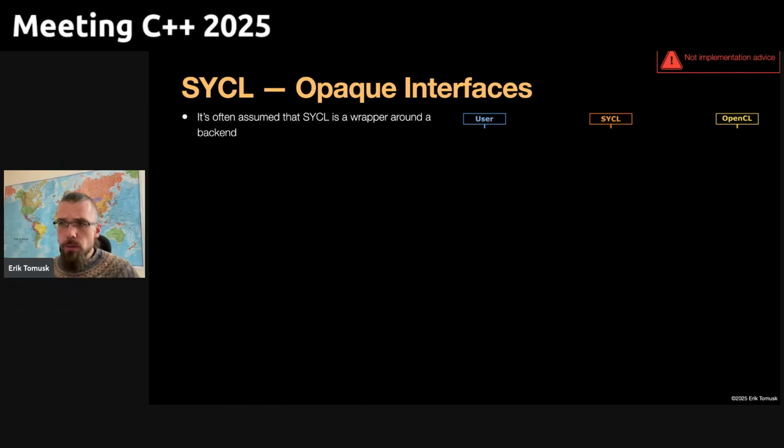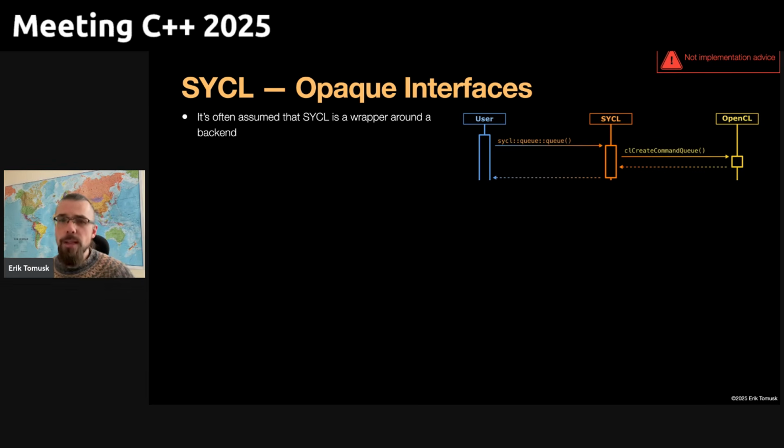The next feature of SYCL I want to look at is this idea of opaque interfaces. A lot of people, when they first encounter SYCL, assume that SYCL is a C++ wrapper around something like OpenCL, with every OpenCL type being wrapped by a C++ class, like I showed in the previous section. And this is one possible interpretation. I've put together a sequence diagram to show what this might look like.